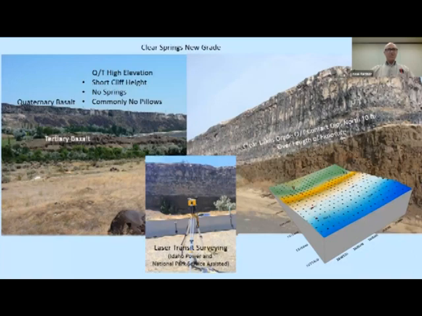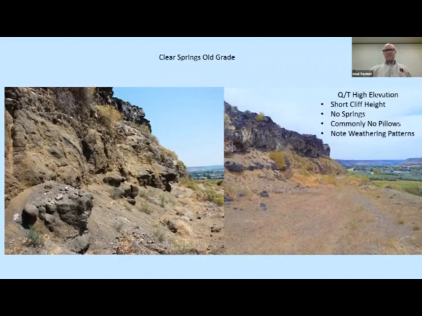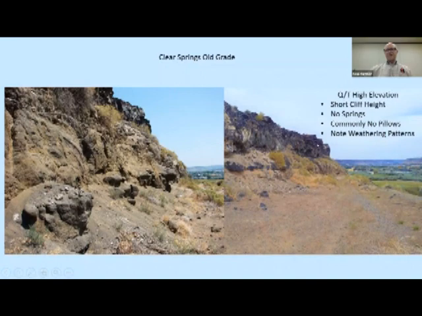Again, down in this area of Clear Springs, we have tertiary basalt exposed. The QT contact is high in elevation in this area, so there's a short cliff face. And typically few to no springs where the QT contact is very high, and typically few or no pillows exposed either. A little further west of Clear Springs is the old Clear Springs grade. And here again, very short quaternary geology on top, and this is the tertiary basalt underneath, and they weather much differently.